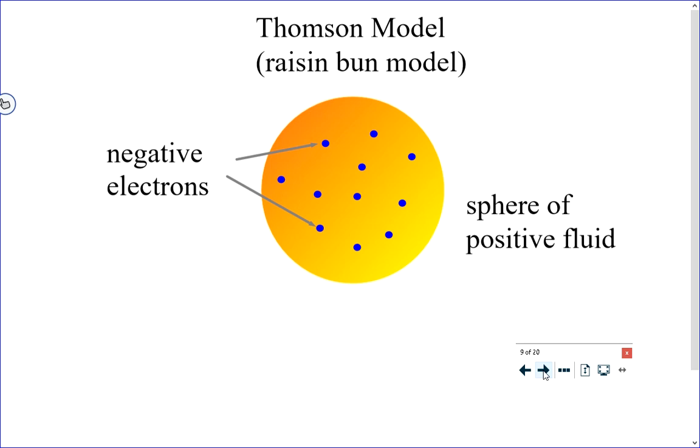And the physics theories say that if atoms were actually like this, some kind of globule of positiveness, whatever that is, some sphere of positive fluid with the electrons embedded within it, there's no way that alpha particles could be deflected as much as they are in Rutherford's scattering experiment.